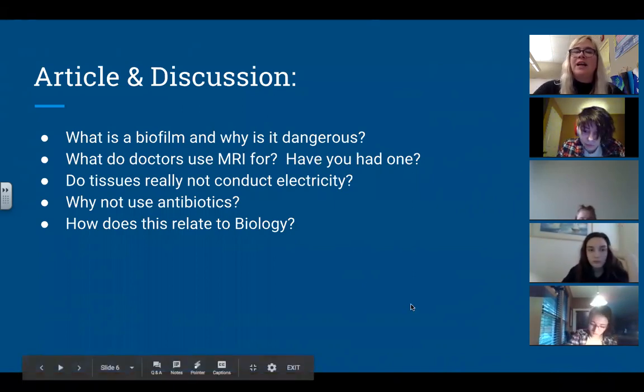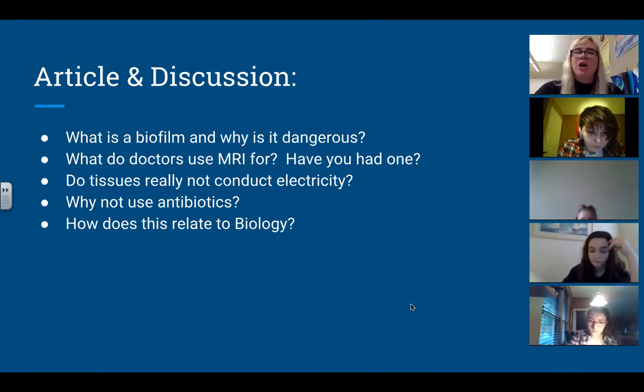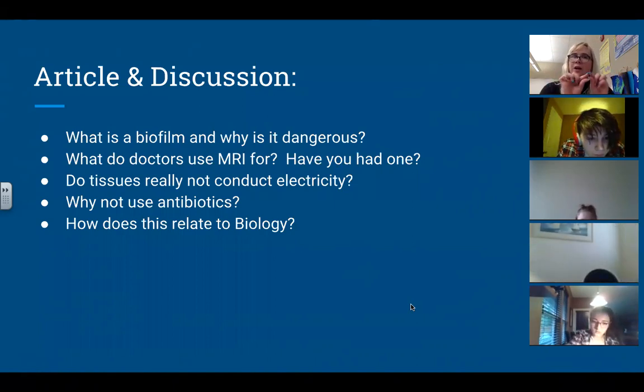Bonnie says it's like a plaque on your teeth that has bacteria. Okay, but is it just on your teeth? No, right? So you're right. It is essentially a film, right, or a very thin layer of cells that are bacteria, right? Potentially also maybe a fungus. You never know. Anything that's infecting you.